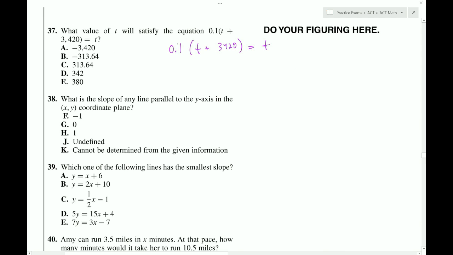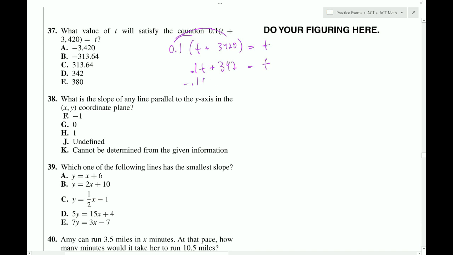So let's see. We can distribute the 0.1 into here. So 0.1t plus, and multiplying by 0.1 is kind of like dividing by 10, right? So when you divide by 10, you're just going to cancel out that 0. If you didn't know that, you could use your calculator there. Do 0.1 times that. Anyway, we're up to here.